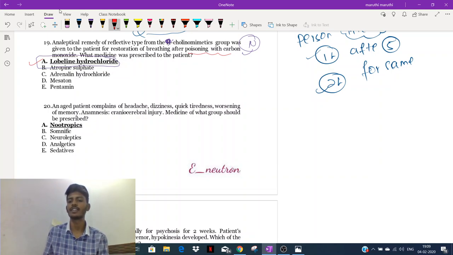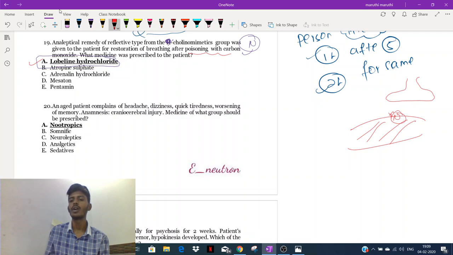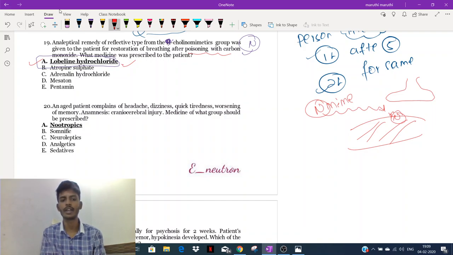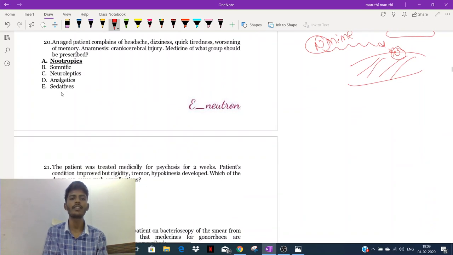How it contracts the muscle is very simple. We have a muscle, we have a nerve ending, and we have a nicotinic receptor. Yes or no? Now, N-cholinomimetic, mimetic means what? It will stimulate a receptor. It will stimulate the N-cholinoreceptor, muscles will contract, the respiratory muscle contracts, helping in breathing. This is the story of lobeline hydrochloride. It's a type of N-cholinomimetic, not an H-cholinomimetic. Clear? Let's go for the next.